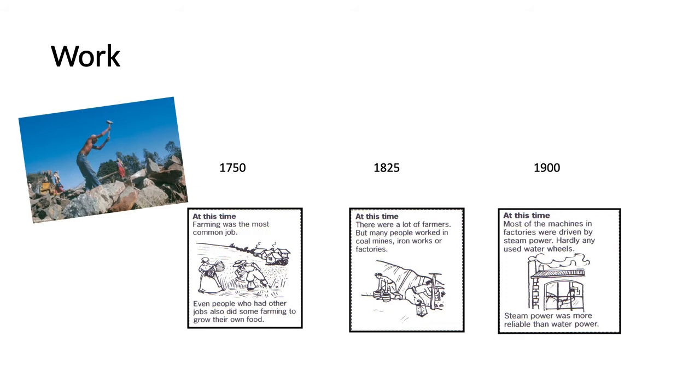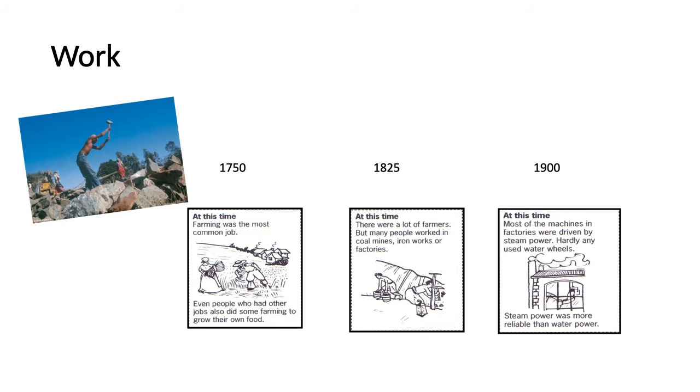And the second set of changes that we're going to look at is work. So in 1750, farming is the most common job. It's what most people did. In fact, even if you had another job, you would have done some farming to grow your own food. There's no Waitrose, there's no Lidl. If you didn't grow it or kill it, you would not eat.